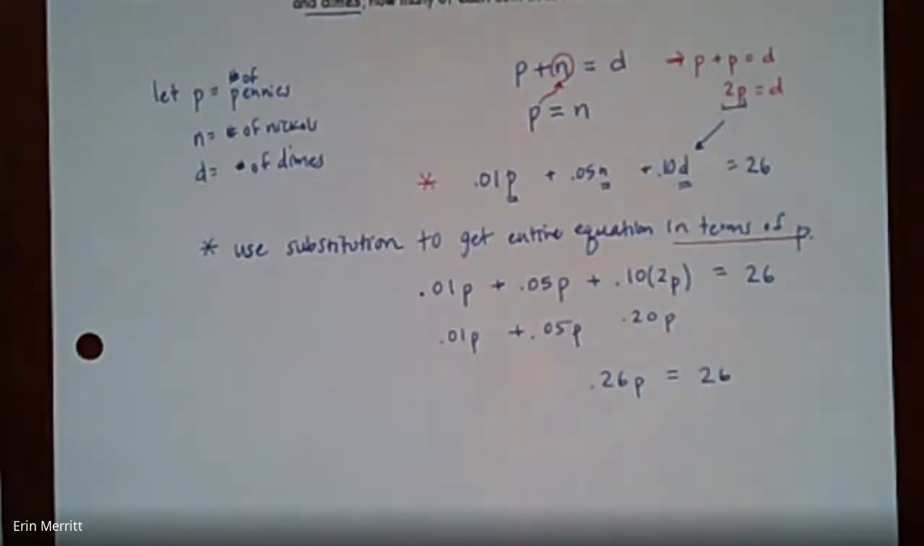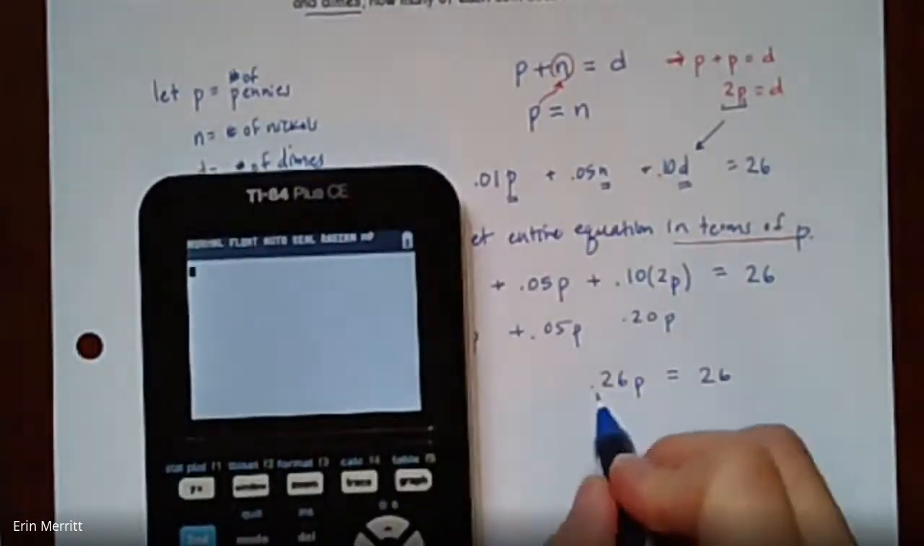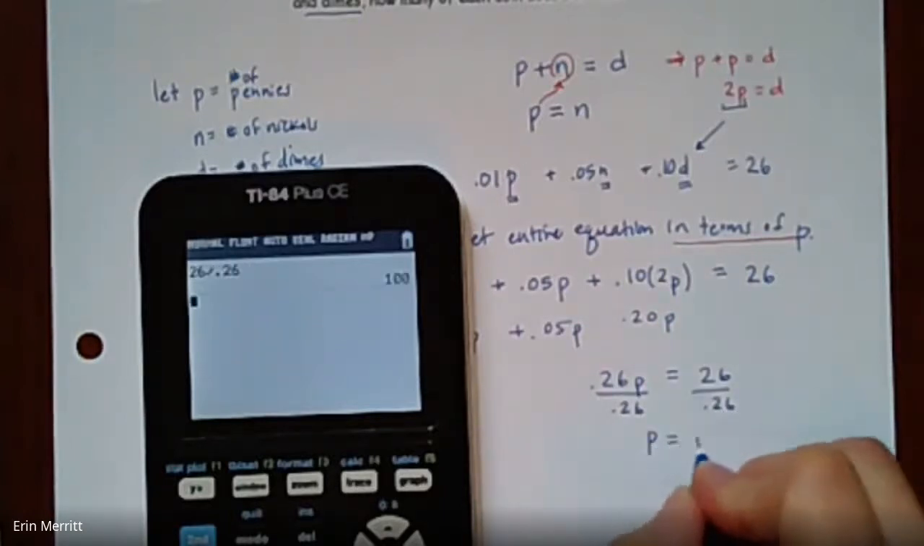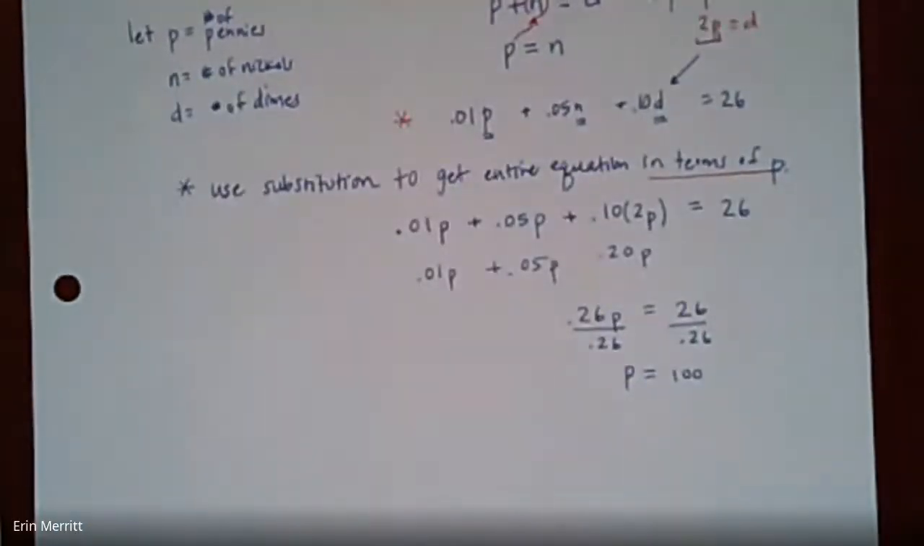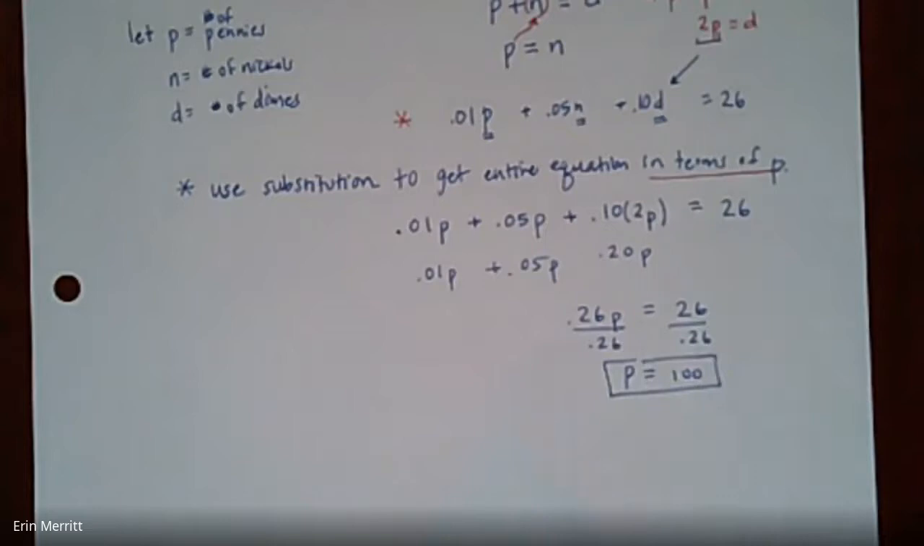All right. In case you are afraid that mental math wise this would mess you up, grab your calculator. You're going to divide both sides by 0.26. This is one of those ones where you would be moving the decimal, and p comes out as 100. Right. So that's the number of pennies that we should have. So when we say p is equal to, that's the number of pennies. All right. Now let's work back.